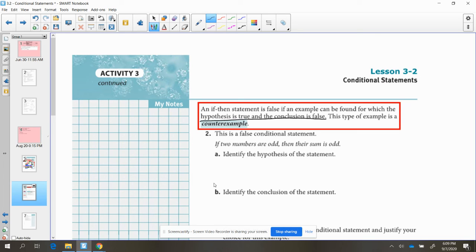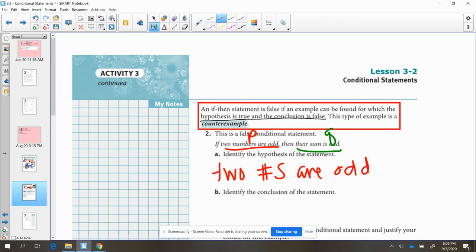If two numbers are odd, then their sum is odd. So we have a hypothesis, if two numbers are odd. We have a conclusion, their sum is odd, but it's not necessarily true. Okay, the hypothesis is two numbers are odd. Our conclusion is our Q. Their sum is odd.